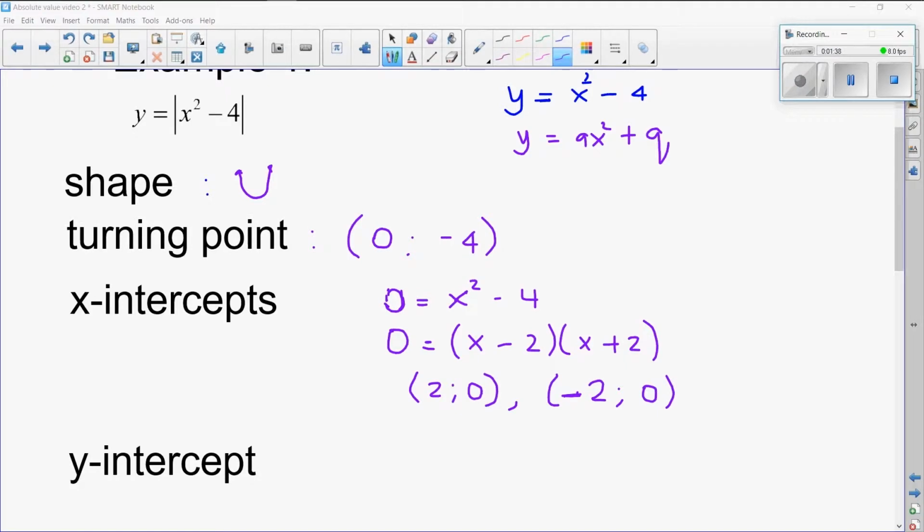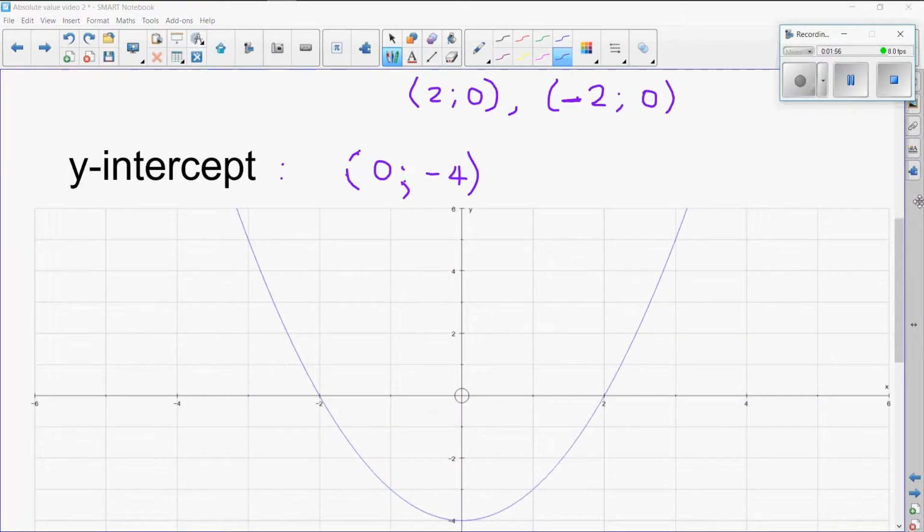And the last point that I should find is the y-intercept. So there I let x equal 0. So my y-intercept would be x is 0 and y is negative 4. So now let's plot the graph. So here we have the graph of y equals x squared minus 4.